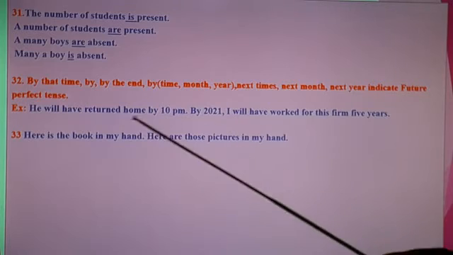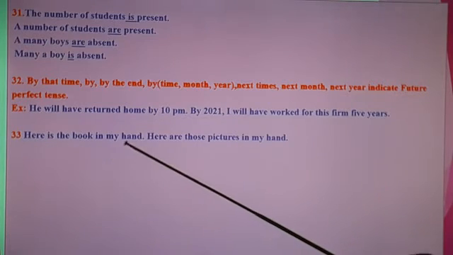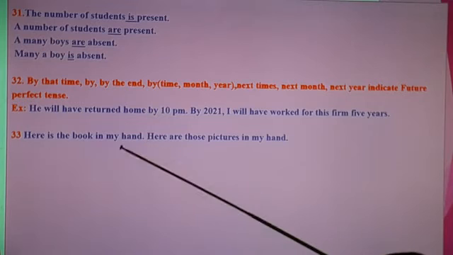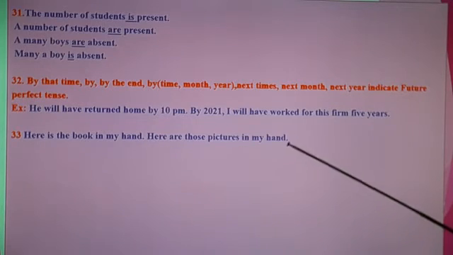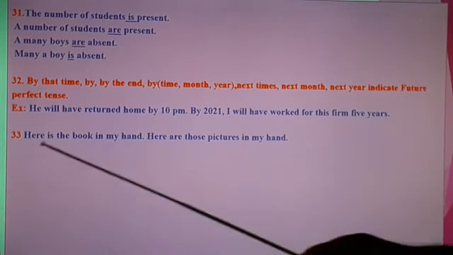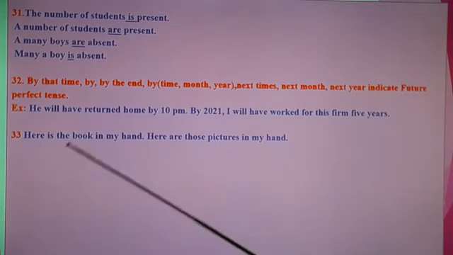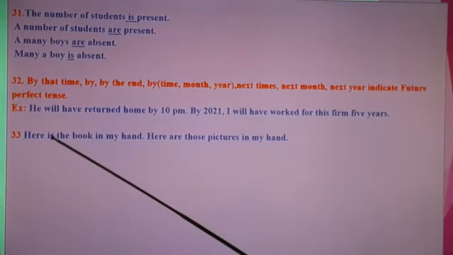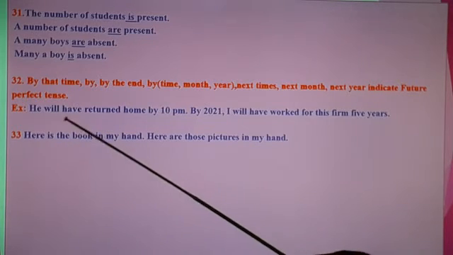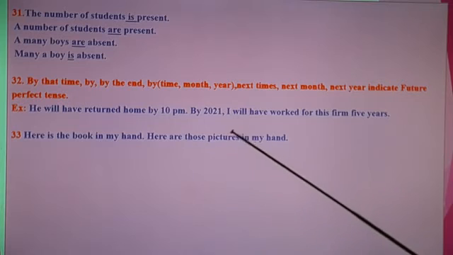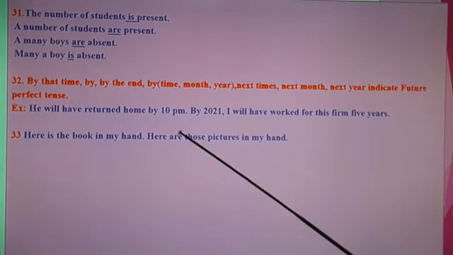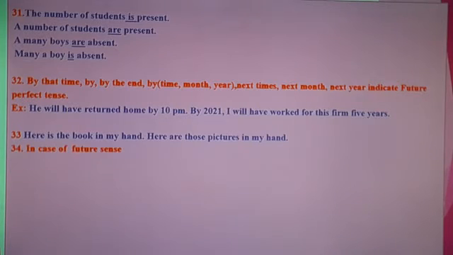Dear learners, this is an exceptional rule for you. Here is the book in my hand, and here are those pictures in my hand. Have a look. After here, I use is because the subject, the book, is singular. So if you find this type of sentence in your English, you have to take the verb according to the subject. If the subject is singular, take a singular verb. If the subject is plural, like those pictures, then take a plural verb. Dear learners, let's see, we have more rules for you.